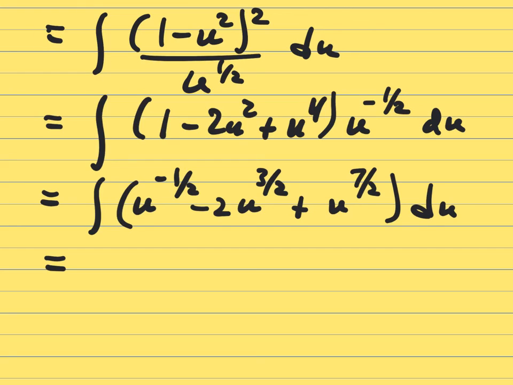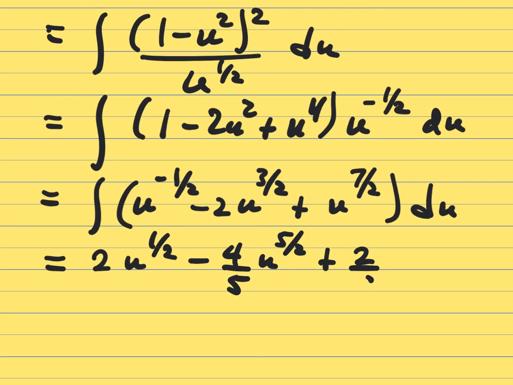Negative half plus 1 is positive half. Dividing by half is 2. Three halves plus 1 is 5 halves. So that'll be like multiplying by 2/5. Seven halves plus 1 is 9 halves. So that reciprocal is 2/9.